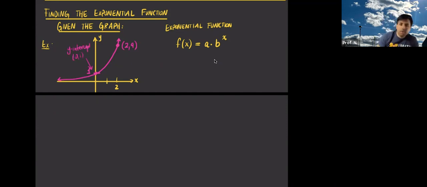So then what does the y-intercept help me find? If I plug in 0, what happens? I get a times b to the 0th power. That gives me 1, doesn't it? When I plug in 0, it should give me back 1. So b to the 0th power is 1. So this becomes 1. So I get a equals 1.